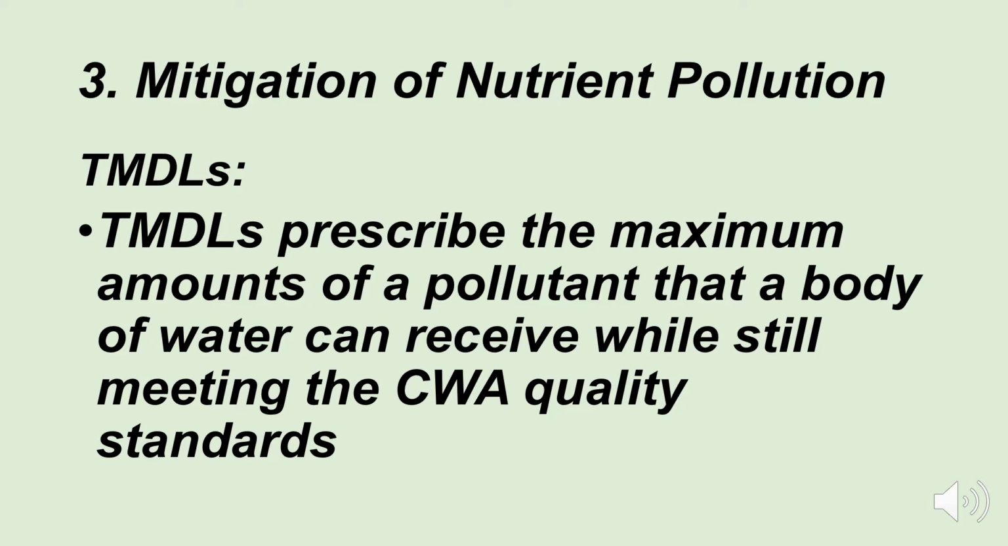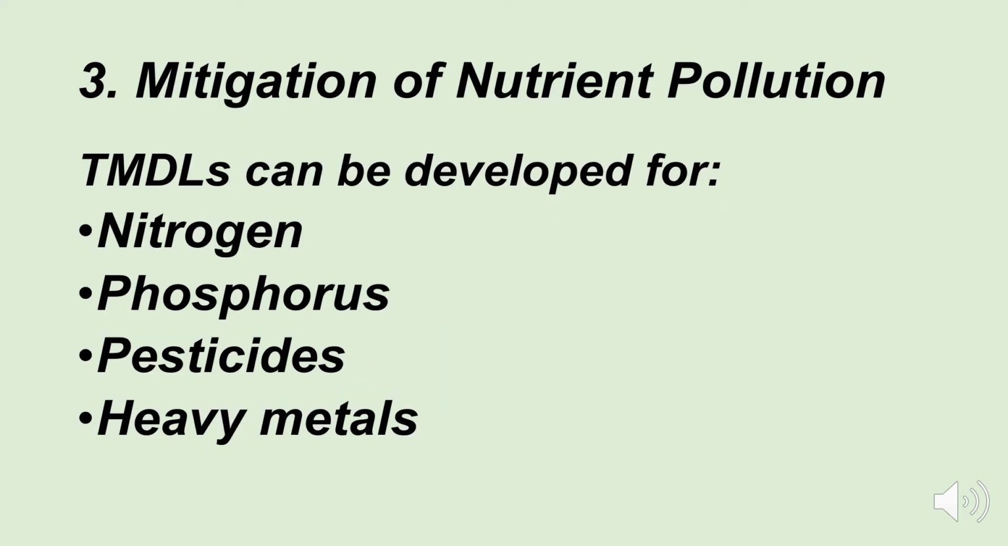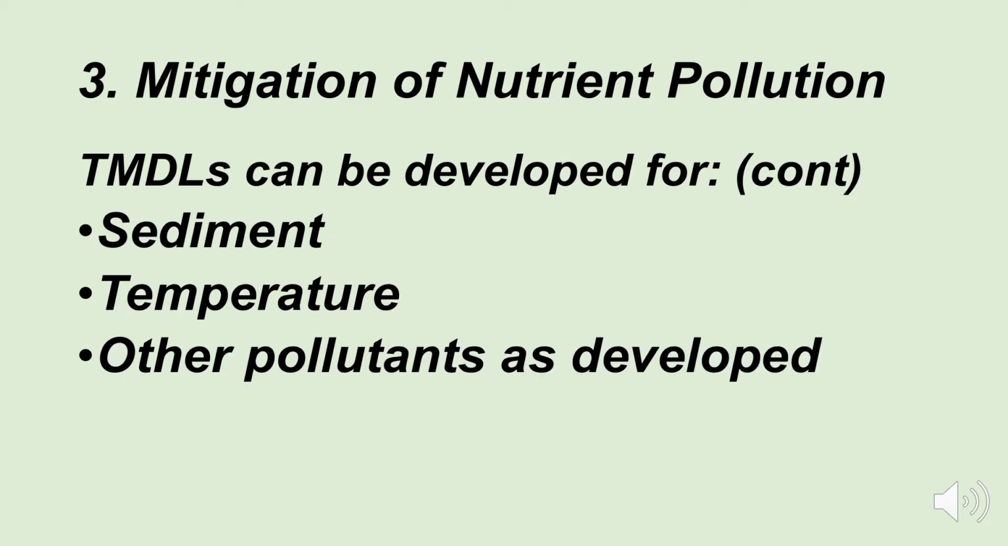You can develop a TMDL for most surface bodies of water. We have TMDLs for nitrogen, limits of nitrogen that can be in the water. For phosphorus, we can develop a TMDL for pesticides in water. We can develop a TMDL for heavy metal concentrations. We can develop a TMDL for sediments, how much suspended sediment the water body can have and still meet its beneficial use, a TMDL for temperature, and TMDLs for other pollutants as they're identified.